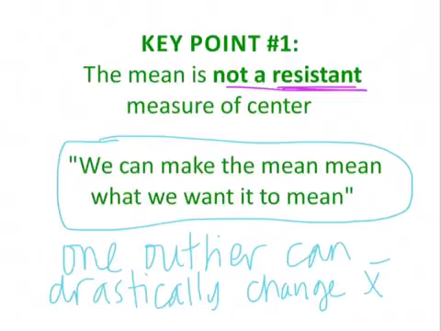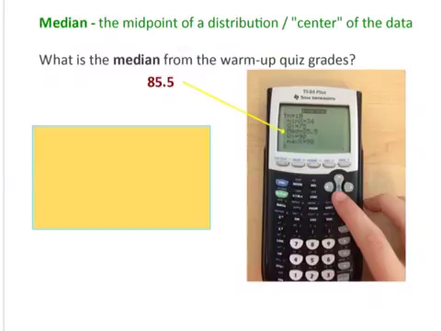One outlier can drastically change the mean, because we can make the mean mean what we want it to mean. Which brings us to the median. The median, we said, is the midpoint of a distribution. If I lined everything up in increasing order, the median would be the middle. The median from the quiz grades was 85.5. We got that doing 1-var stats in our calculator.